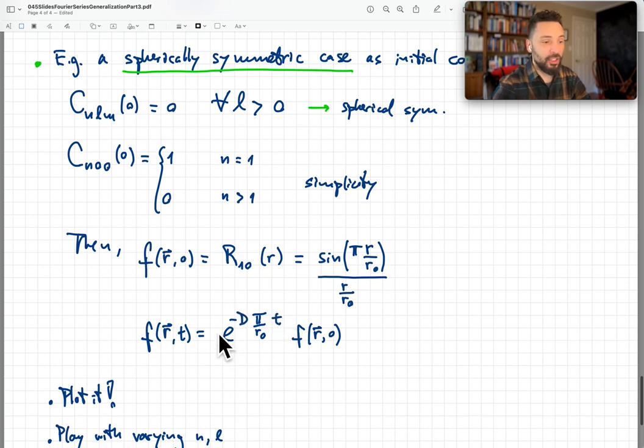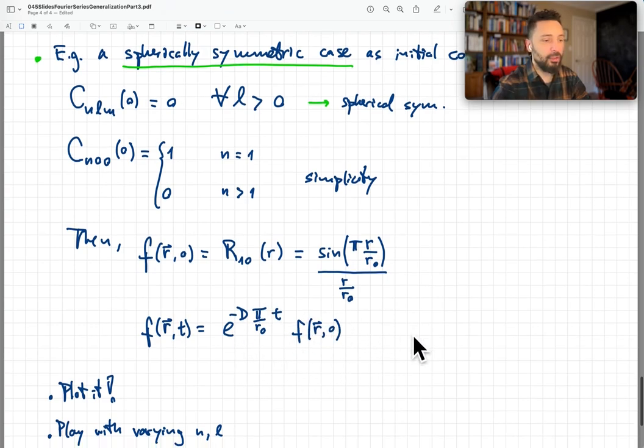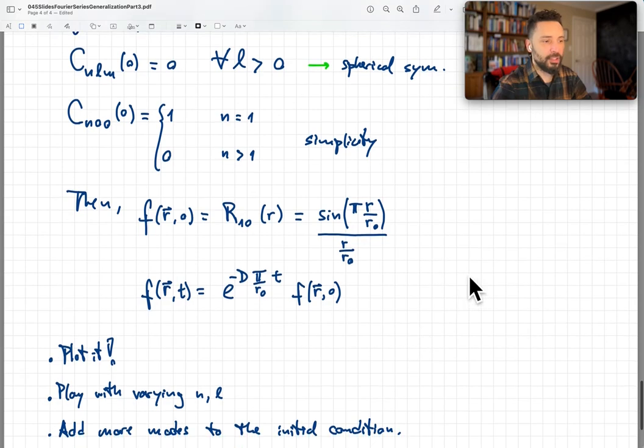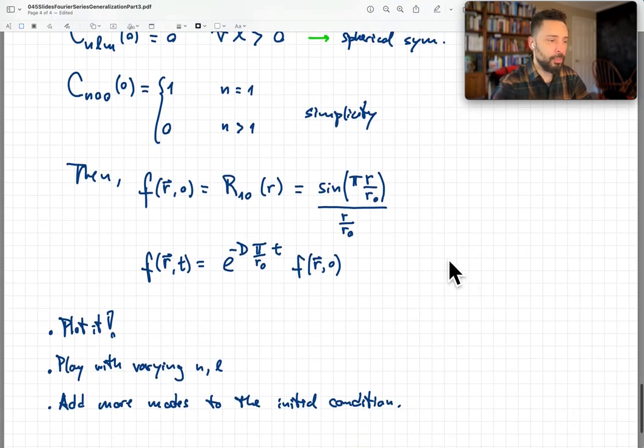But then we have an exponential decay coming from e to the minus D. This D is some diffusion constant that's given to us. There's a pi over r0, which is our eigenvalue, with the minus sign. Actually, it's the eigenvalue, and then times time. So this is a decaying exponential times the initial shape of our problem. So this is pretty much as far as I want to go in discussing this solution.